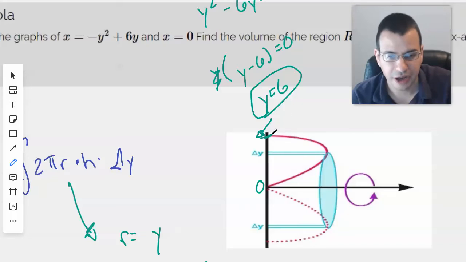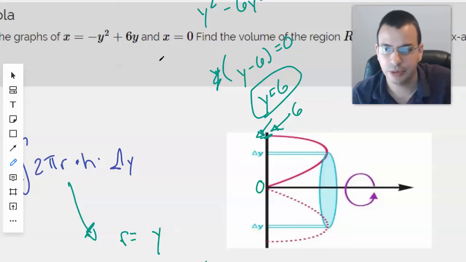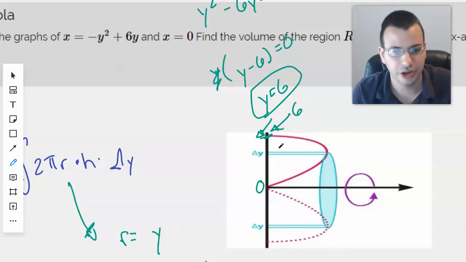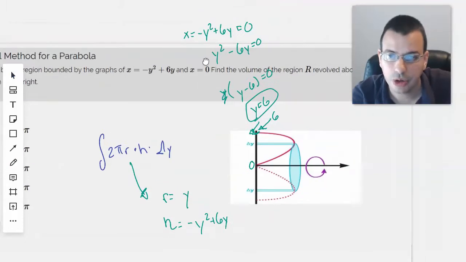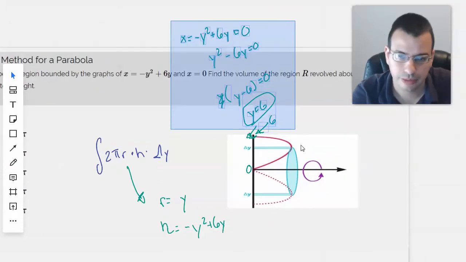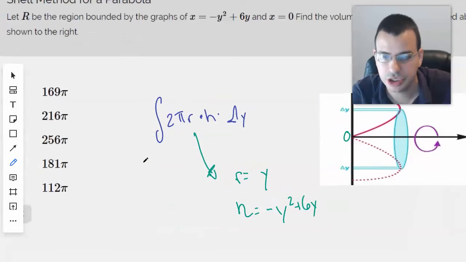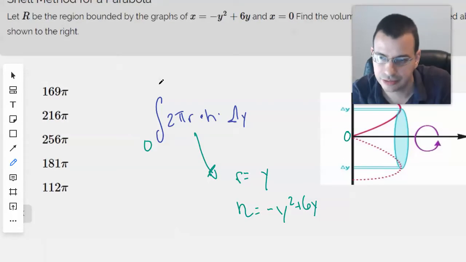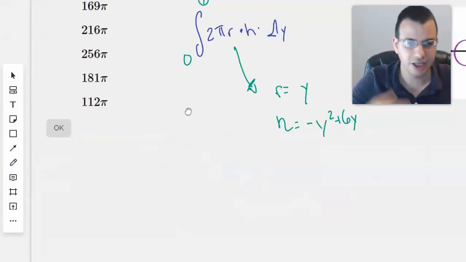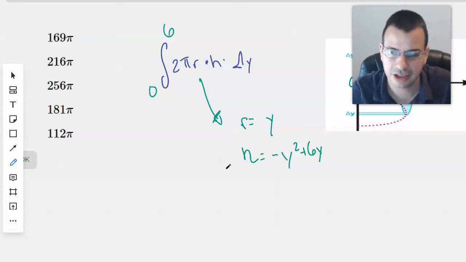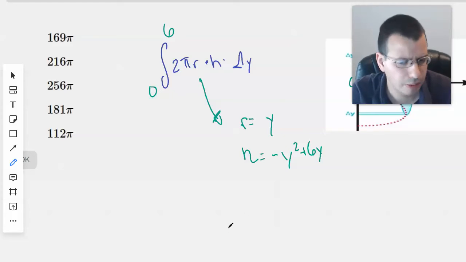So this value right there will be 6. If we plug in 6 to this, we'll get another 0. So we will be evaluating from 0 to 6. Okay, now we plug everything in and do the calculus and probably do the algebra.